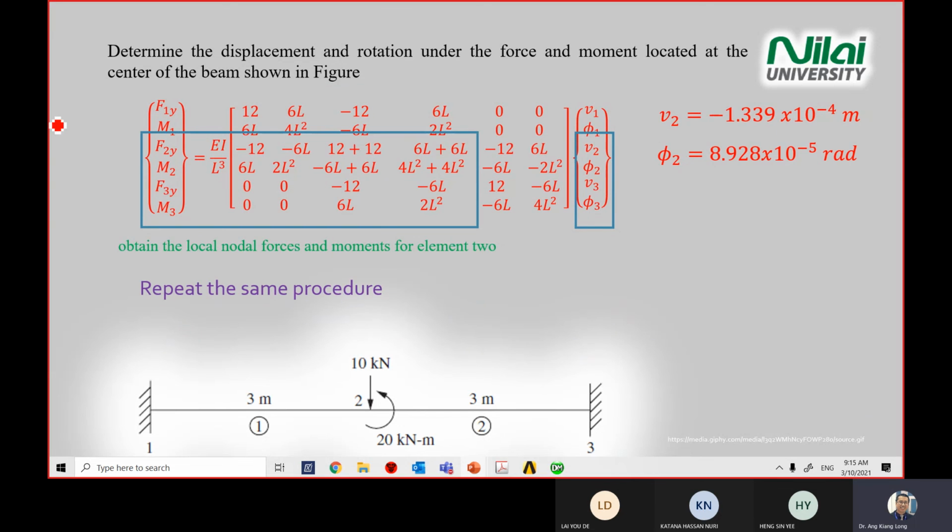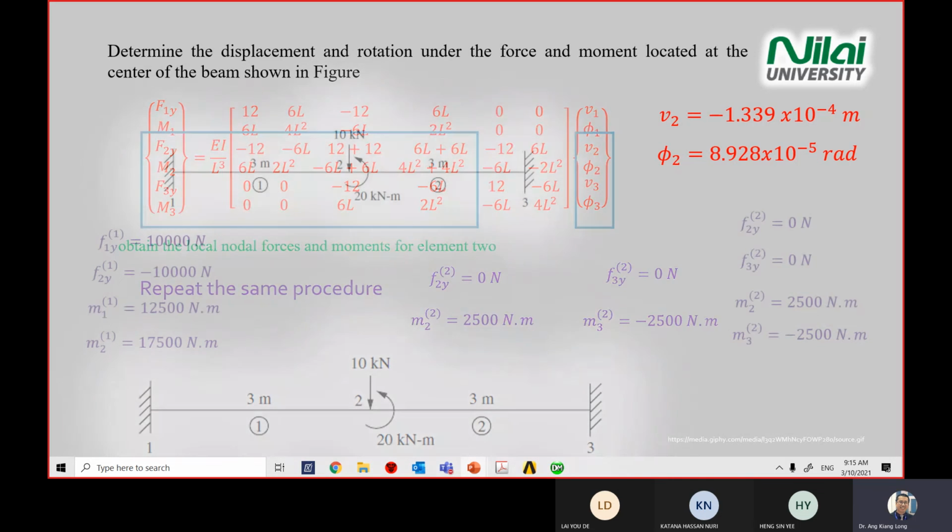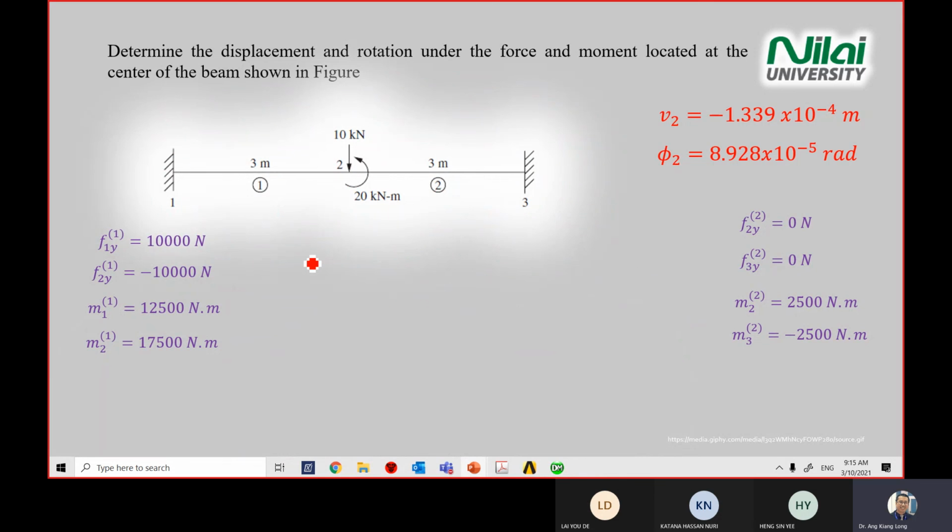Repeat the same. Just copy from the global matrix there. Again, be careful not to copy the wrong one. So for element 2, you're looking at this number. Remember, there's a positive negative sign there, so don't copy the wrong one. Repeat the same. You're solving 4 simultaneous equation. Then you'll get all this number. Then after that, you put all the answer one side.